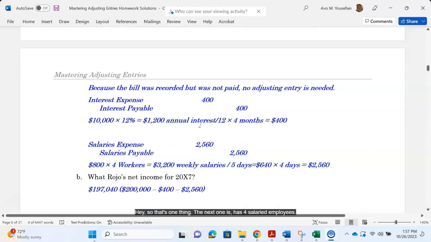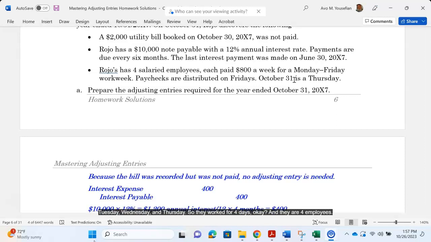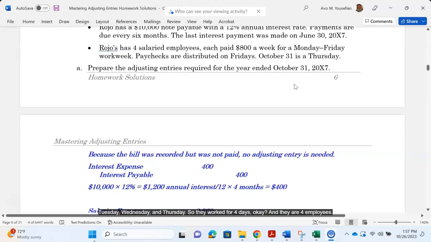Okay, so that's one thing. The next one is Rojos has 4 salaried employees, each paid $800 a week for Monday through Friday work week. Paychecks are distributed on Fridays. October 31st falls on Thursday. So they work for Monday, Tuesday, Wednesday, and Thursday. So they work for 4 days, okay?